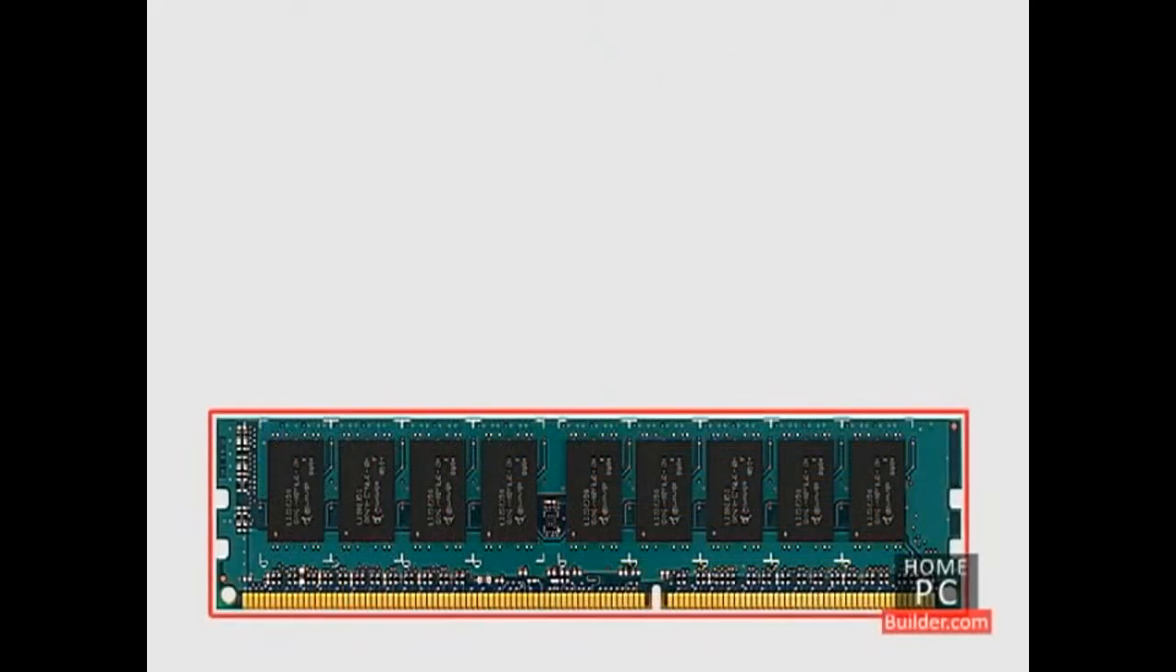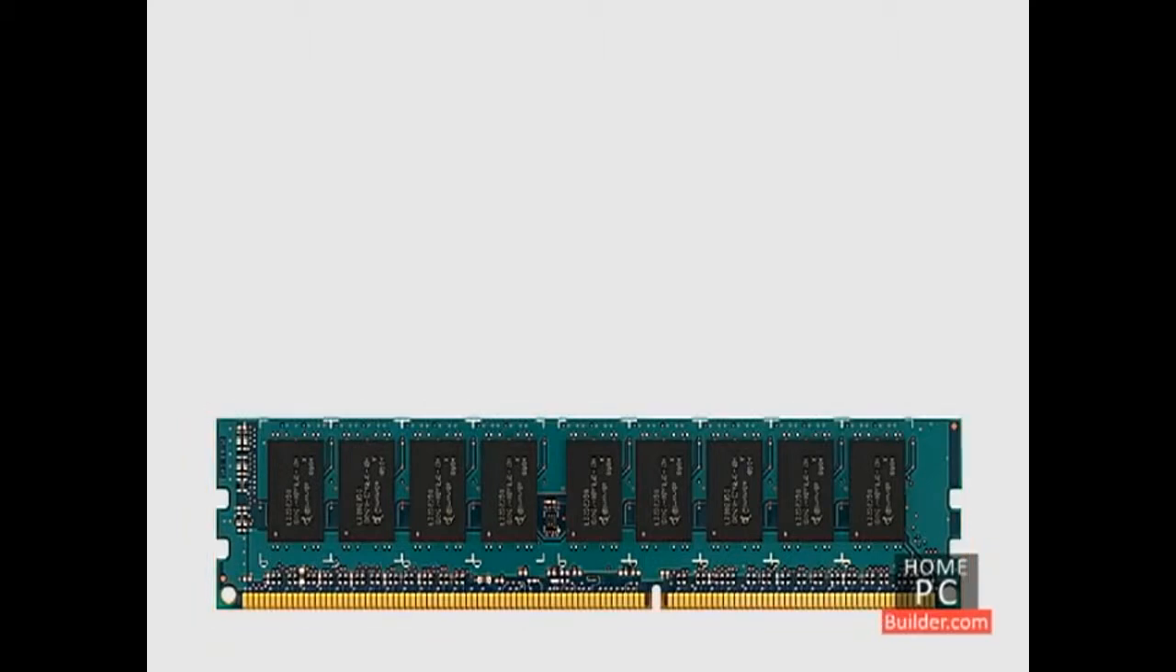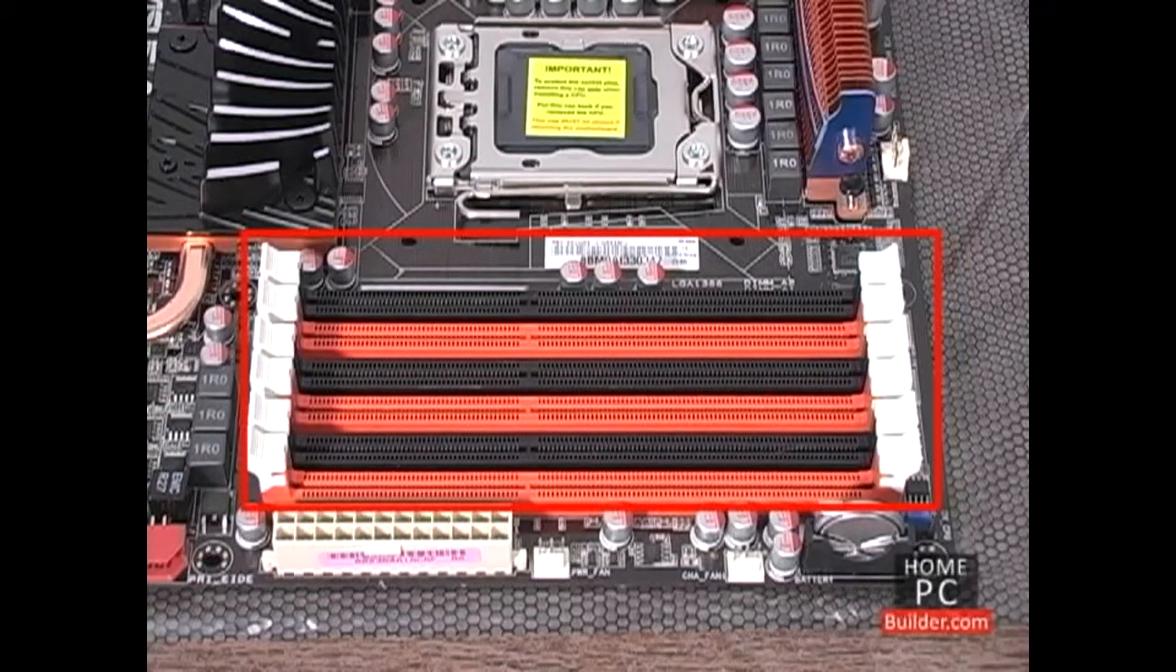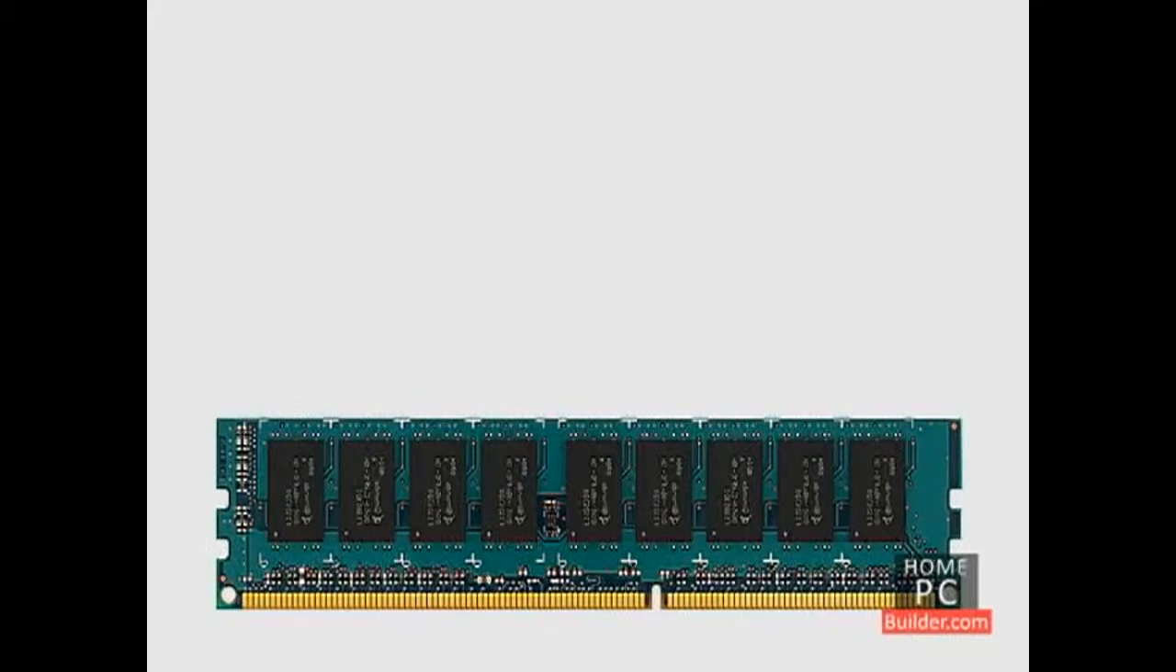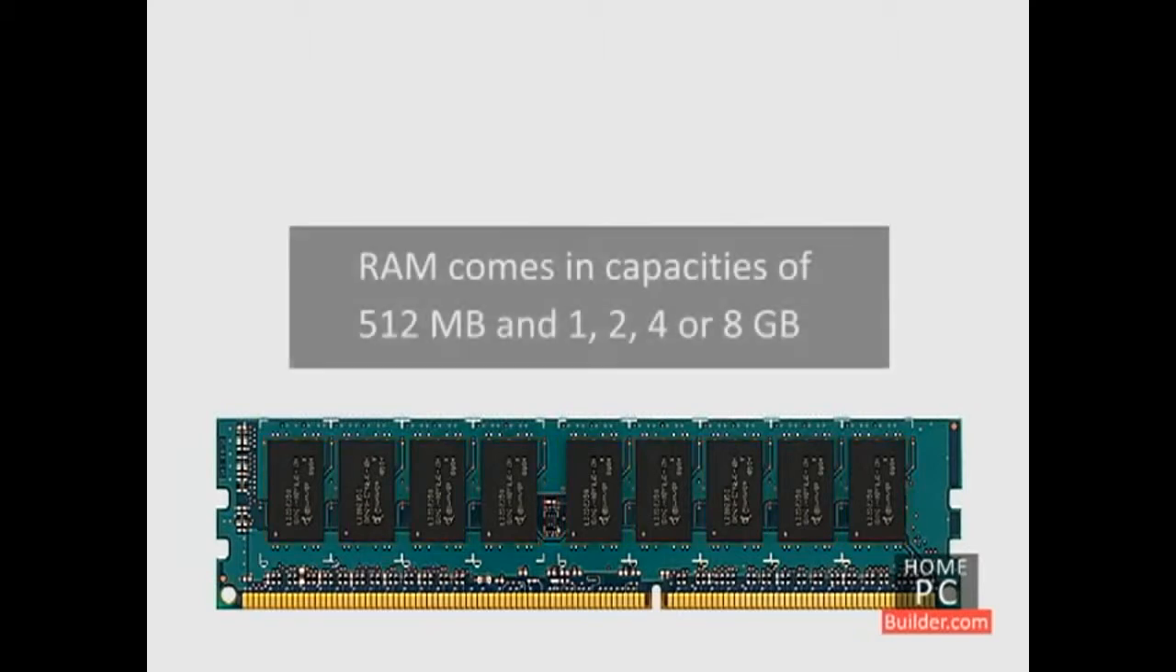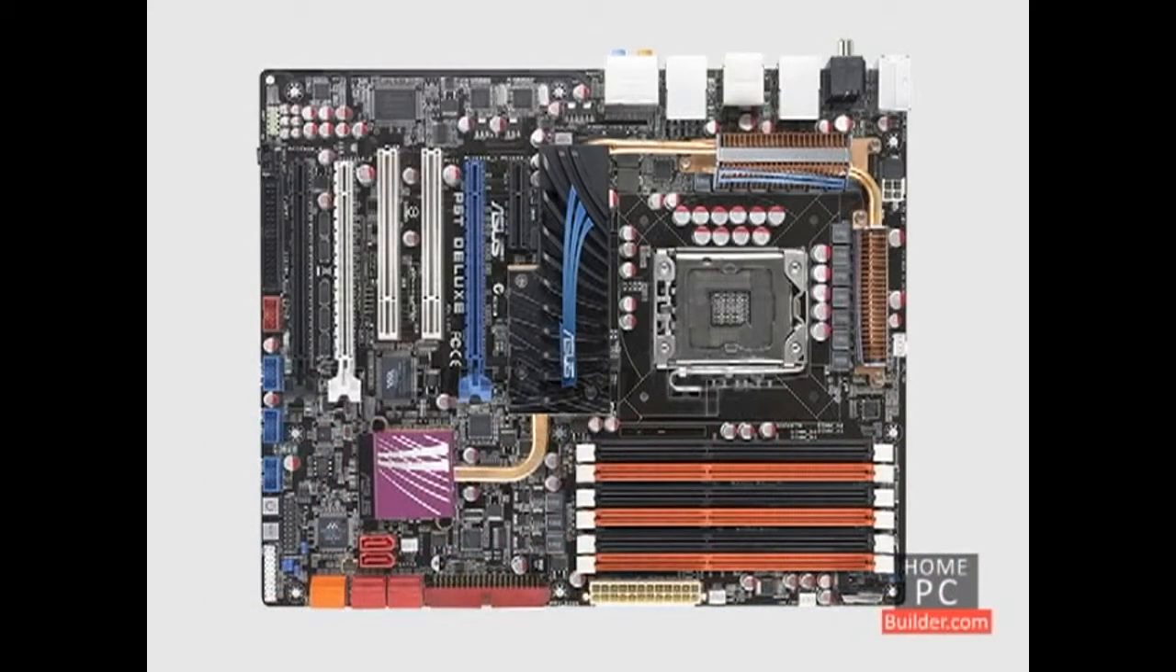Memory comes in the form of a stick that attaches to the computer's motherboard through a memory slot. The memory stick is actually made up of several individual memory chips that, when added up, combine to create the storage capacity of the memory stick. Memory sticks come in capacities of 512 megabytes and 1, 2, 4, or 8 gigabytes. For more on motherboards, see the motherboard component lesson or the installation lessons.